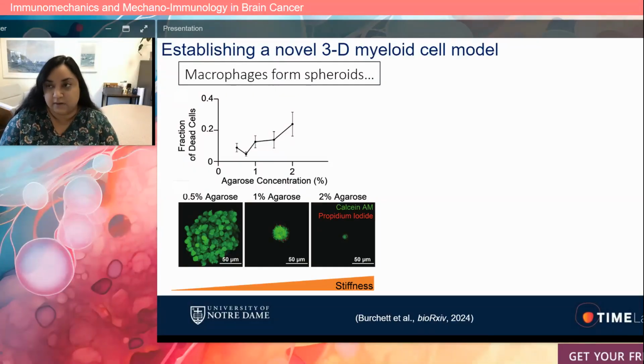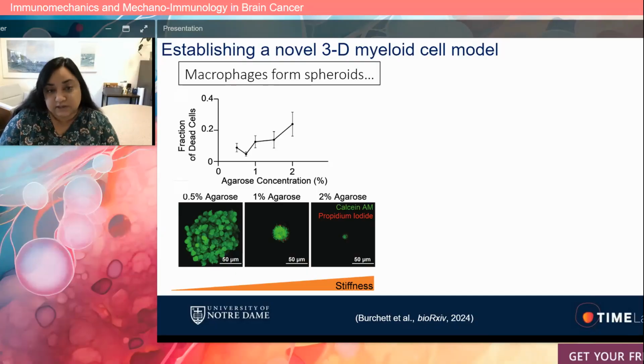So this is the murine cell line RAW 264.7. And what we found is that when we grow them encapsulated in an agarose hydrogel, we can get them to form different sizes of spheroids that have also different proportions of live cells, which are shown in green, or dead cells, which are shown in red. But even in particularly stiff gels, here you can see an agarose concentration up to 2%, we still have relatively low fractions of dead cells.